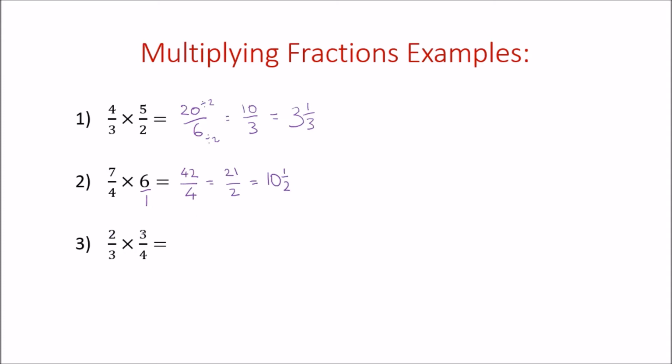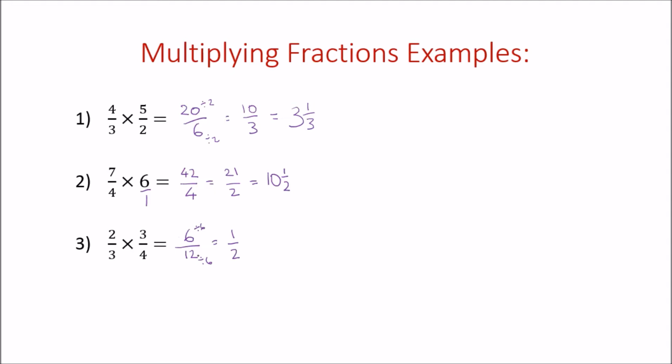Next up, 2 times 3 is 6. 3 times 4 is 12. Now here you might see that they are actually both divisible by 6, so we can divide by 6, divide by 6. 6 divided by 6 is 1, 12 divided by 6 is 2.